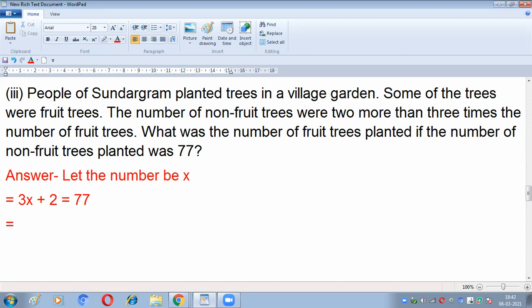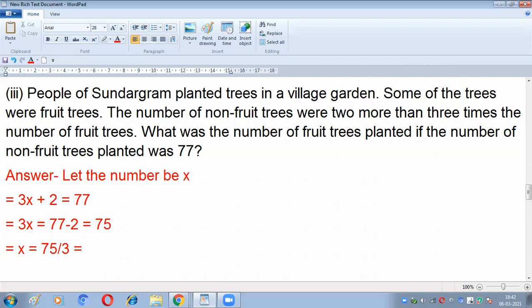Okay, so here we can write it as 3x is equals to 77, and here first this plus 2 will move to right hand side with the sign of negative 2. Okay, so here 77 minus 2 is equals to 75, and now x is equals to 75, and on the left hand side only 3 is left, and when this 3 will move to right hand side, it will have the sign of division. So we can write it as 75 divided by 3.